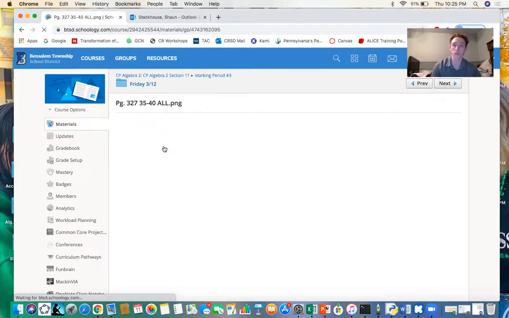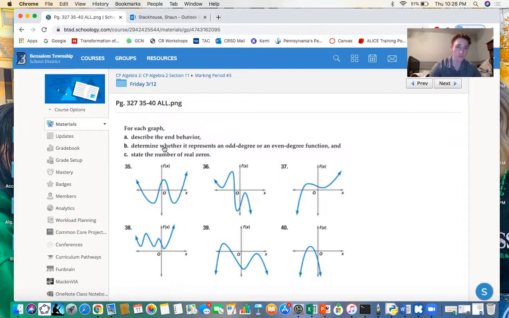So let's take a look at this just so we're aware of what that assignment is. We're going to do, for each graph, describe the end behavior and determine whether it represents an odd degree or an even degree, all right? So essentially what you're going to do is say, as x approaches positive infinity, in this example, we can do 35 together. As x approaches positive infinity, it's clearly increasing, right? So it's also approaching, the y is approaching positive infinity. As I move along the negative x, so as x approaches negative infinity, y is also approaching infinity. Well, that would mean that it would be an even function, right? So kind of utilize that chart and help you kind of determine everything.